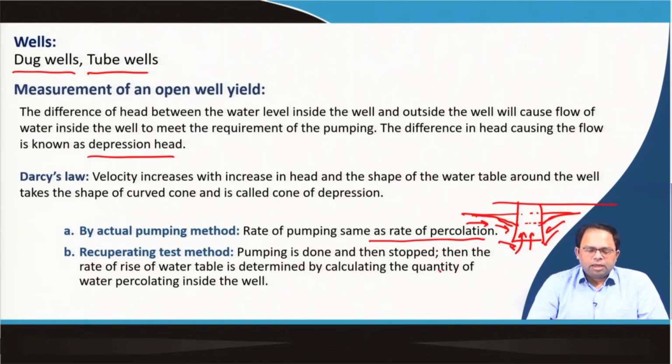So, there is some difference in the level of water, and then the rate of rise of the water table is determined by calculating the quantity of water percolating inside the well. Once we stop the pumping, there is some difference in the head, and then we see at what time the water will come up and how much water is going to come up, and we can measure that within that particular time, and based on that we can determine the yield of the particular well.